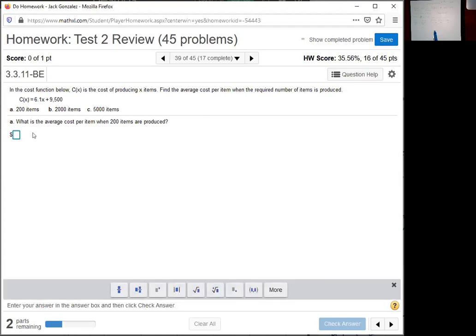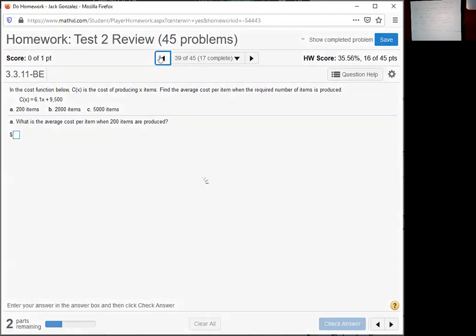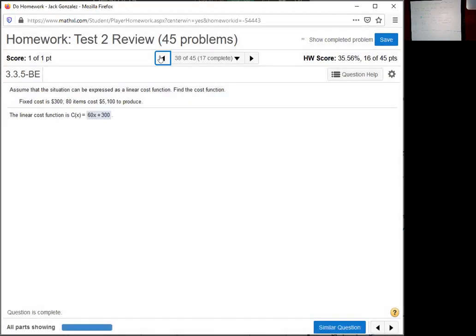On this one, all you have to do is plug in the number and then divide your result by that same number. Or you can find a cost function and just plug it in. Doesn't really matter. I forgot what number that was. That was 38. Next one is 39.